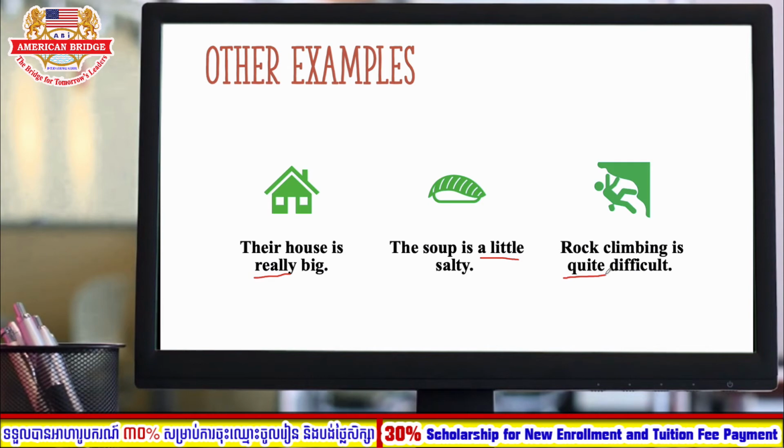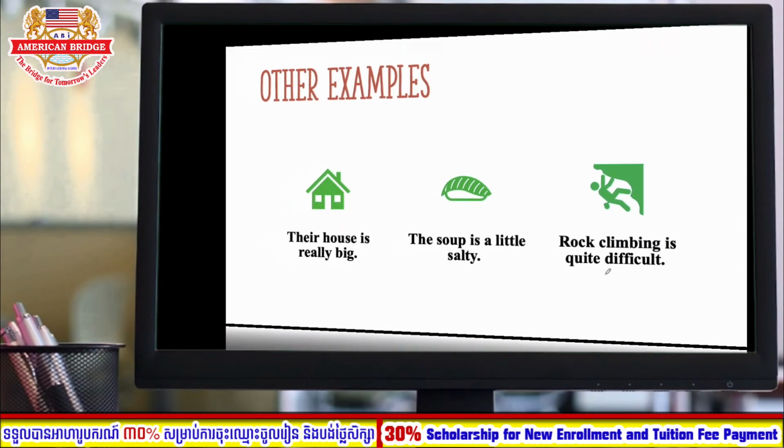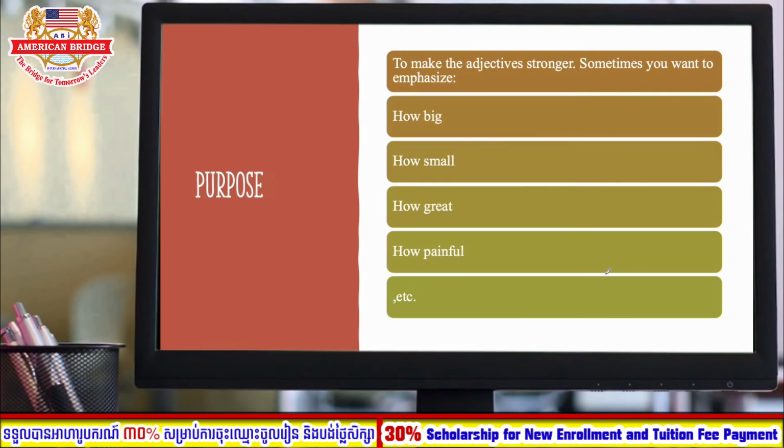So these are called intensifiers. The purpose or use of the intensifier in your sentence is mostly to make the meaning of the adjective stronger or clearer. Sometimes you want to emphasize how big, how small, how great or how painful something is. You need to add the intensifier to show the degree of those things.